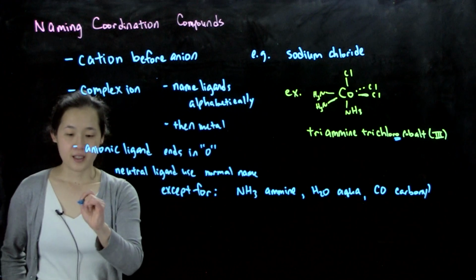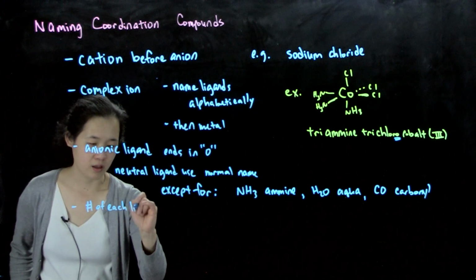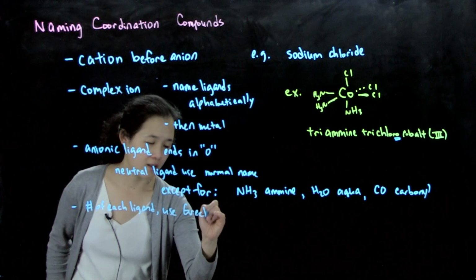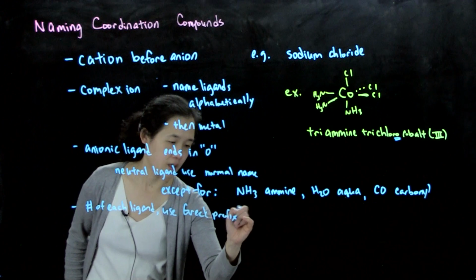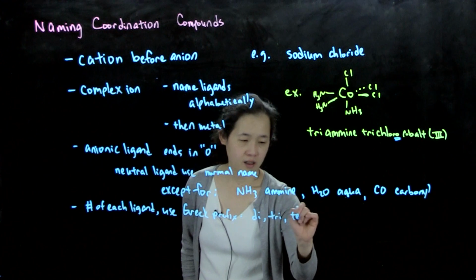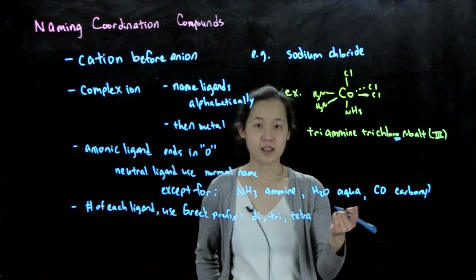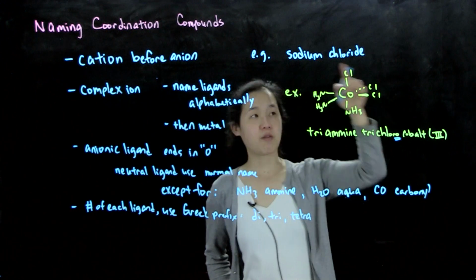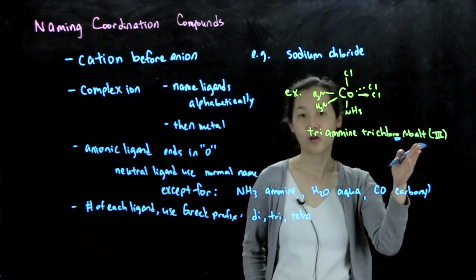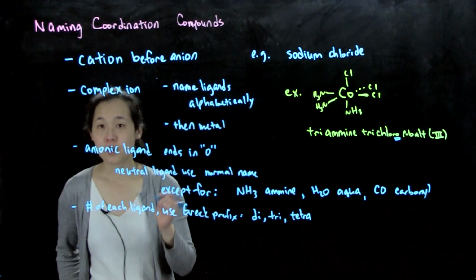Okay, so for the number of each ligand, use a Greek prefix. So it's going to be di, tri, tetra, so 2, 3, 4, penta, hexa. For this example of the cobalt complex, we have 3 of each type of ligand, so it's triamine, trichloro, then cobalt.